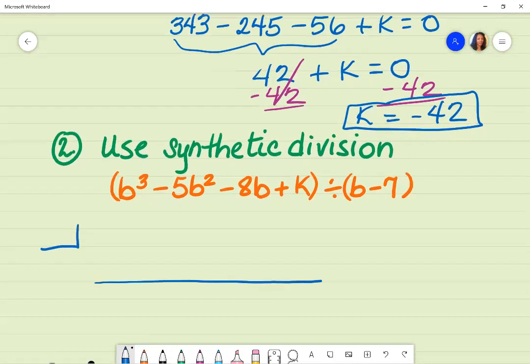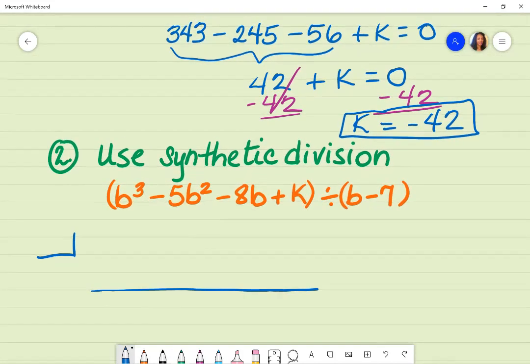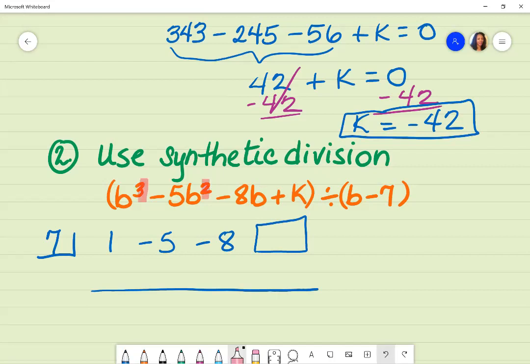If I wanted to use the synthetic division method, well, I still understand my divisor is 7. It's the opposite sign of what's shown here. What can I put in the place of that b to make that equal 0? Then I use my coefficients from my dividend. 1, negative 5, negative 8. And I don't know what this is. This is what I'm trying to find. I'm trying to find k. Remember, make sure that you have all of your exponents accounted for. If not, you need to use a zero placeholder.